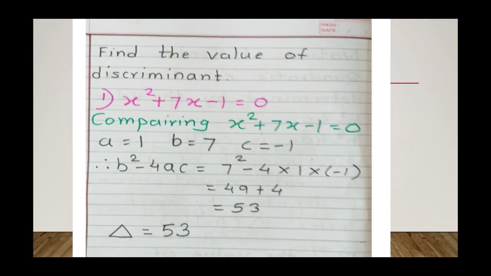Find the value of discriminant. First example, x square plus 7x minus 1 is equal to 0. Comparing this equation with ax square plus bx plus c, we get a is equal to 1, b is equal to 7, c is equal to minus 1. Therefore, b square minus 4ac is equal to 7 square minus 4 into 1 into minus 1. We get 49 plus 4 is equal to 53. Delta, that is b square minus 4ac, value is 53.